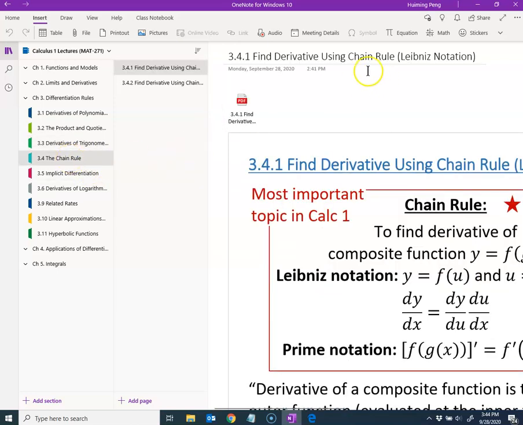In the next video, we are going to deal with the chain rule, which is the most important topic in Calculus 1. Don't forget to come back to this topic.